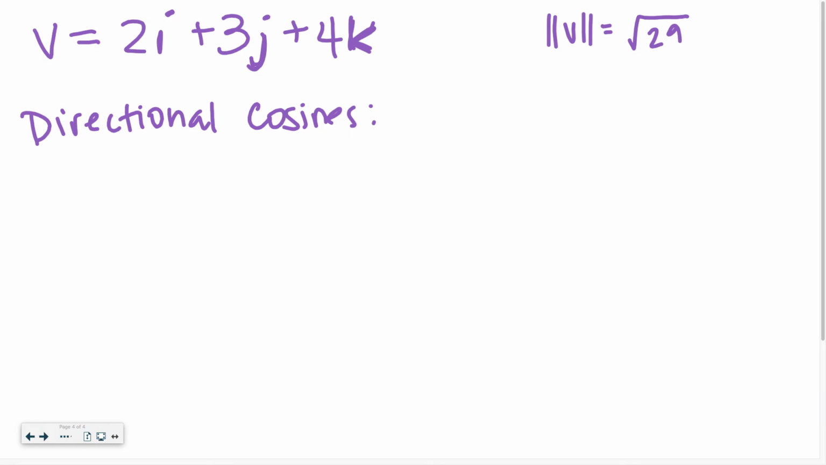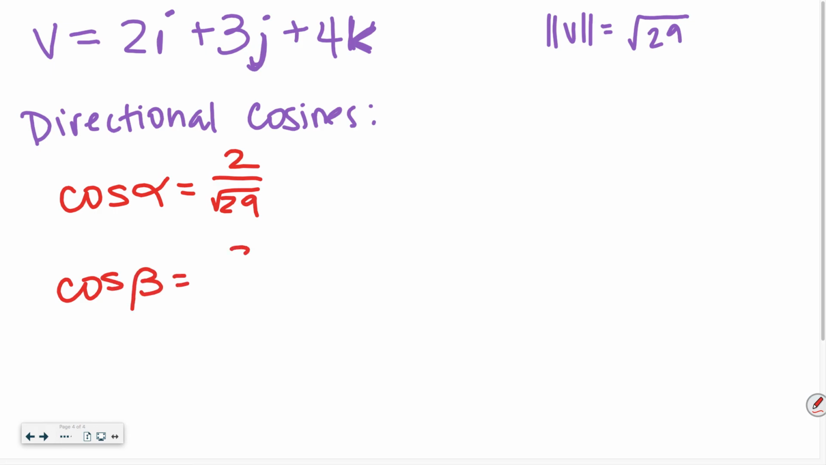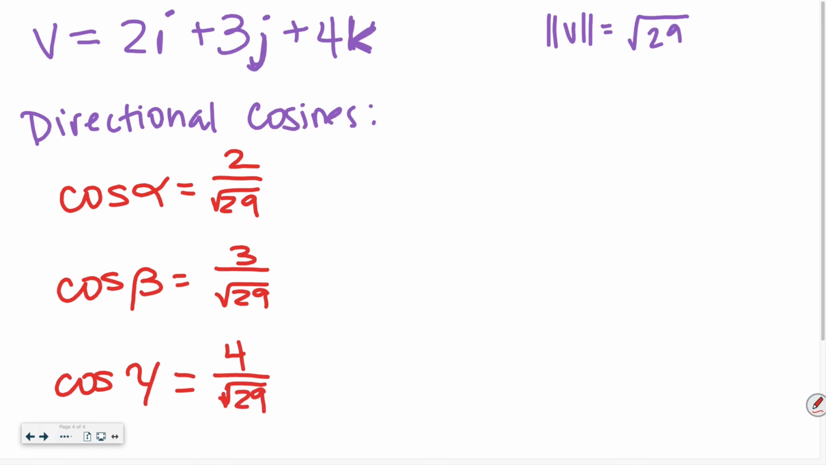Okay. So we need the cosine of alpha is going to be 2 over radical 29. The cosine of beta is going to be 3 over radical 29. And then the cosine of gamma is going to be 4 over radical 29. So you need to do inverse cosine 3 separate times for these 3 directional cosines. So how about pod 4, you've got alpha. Pod 3, you've got beta. Pod 6, you've got gamma.